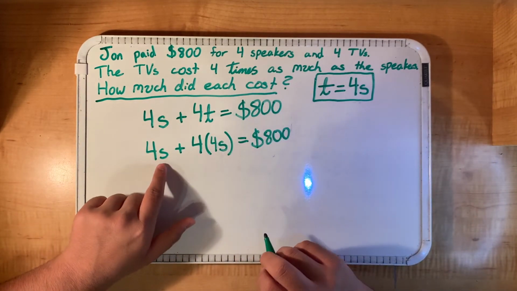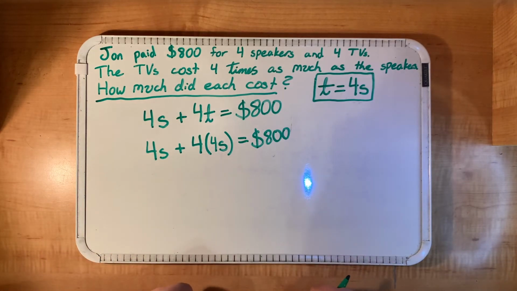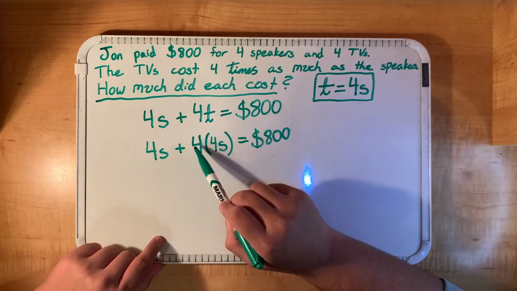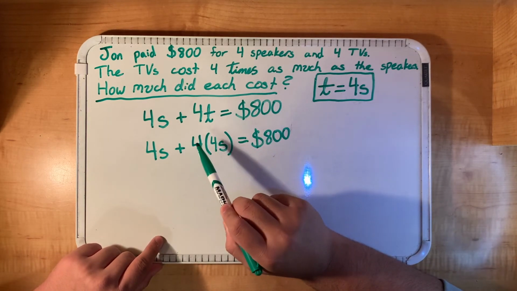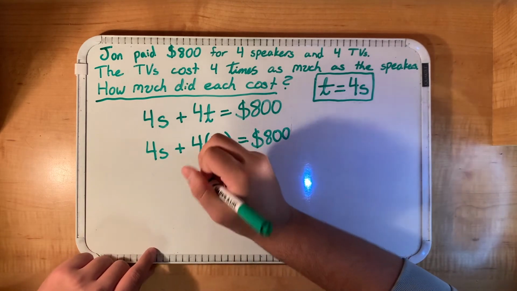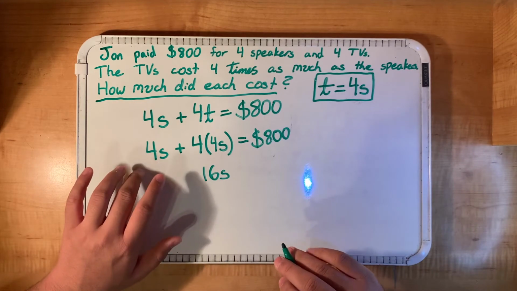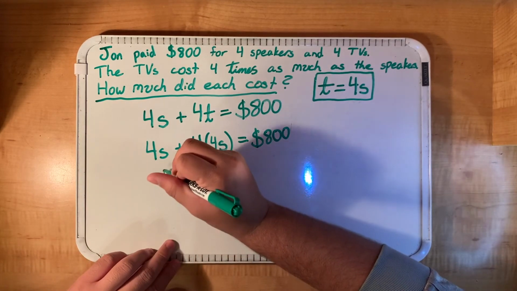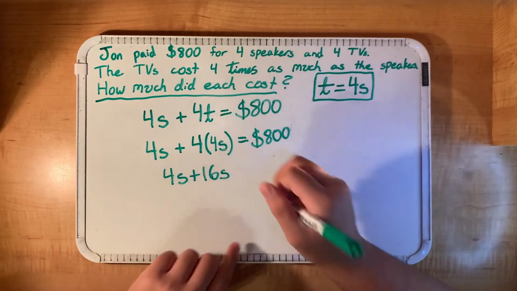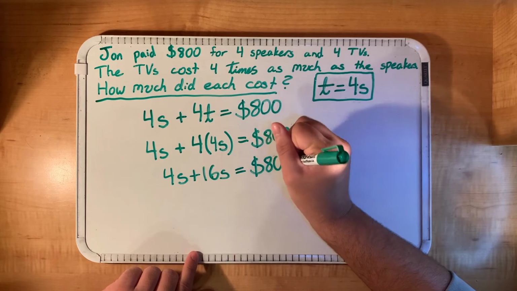We can't do anything here, can we? But here, what can we do? As many of you know, we need to distribute out this 4. So we need to multiply this 4 to 4S. 4 times 4S is 16S. We can't do anything with this, so we just leave this 4S alone. Now we have 4S plus 16S is equal to $800.